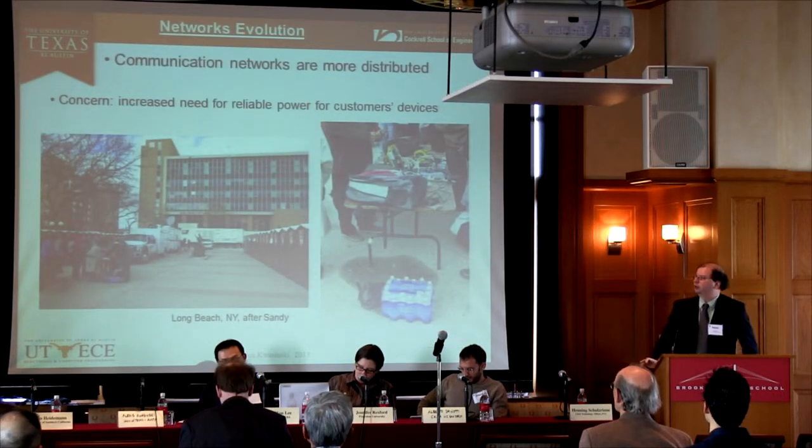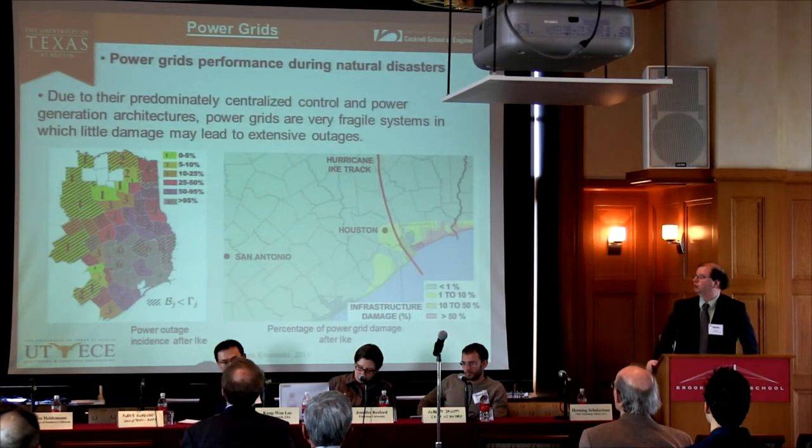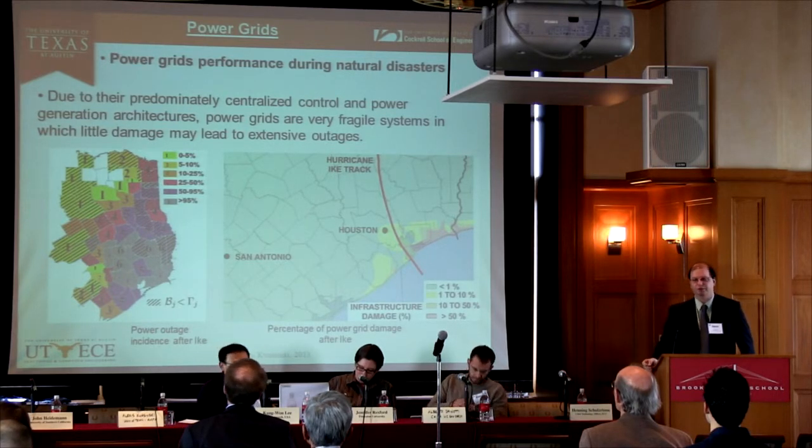And then into the network evolution, you see more distributed networks, and that means people also need to power their own devices. So now let me talk in the remaining minute about the power grids. Then go into the source of the problem. The source of the problem is power grids.